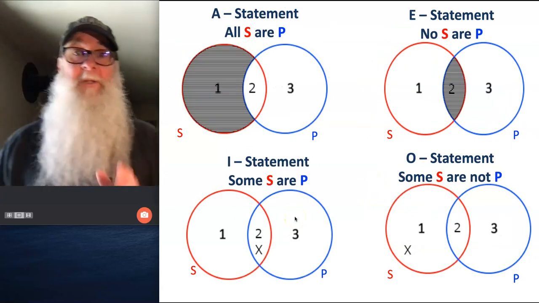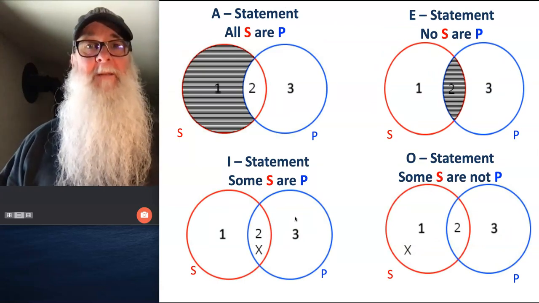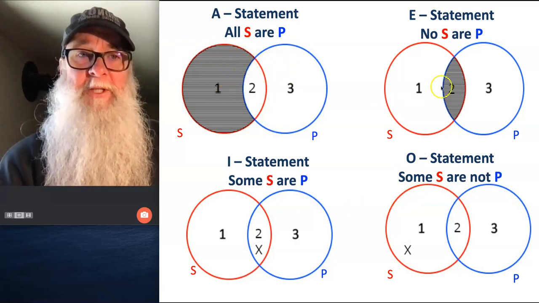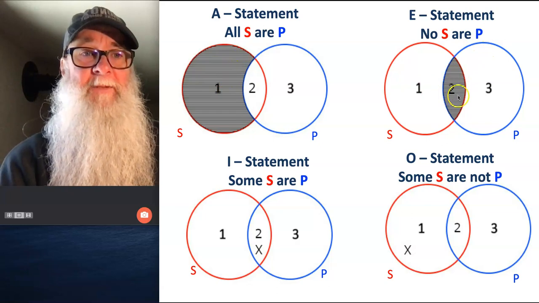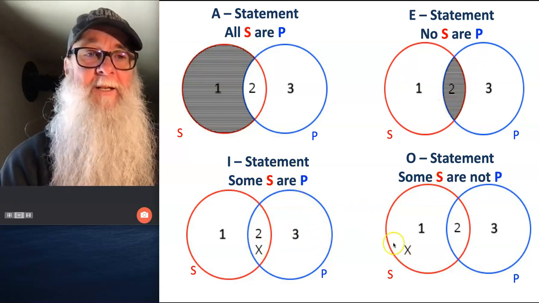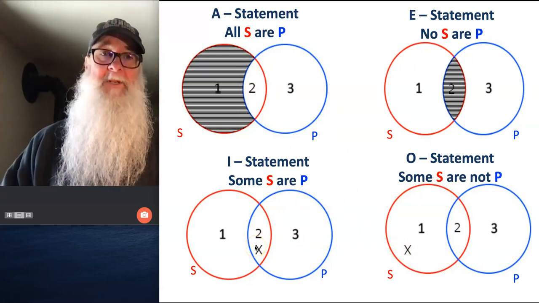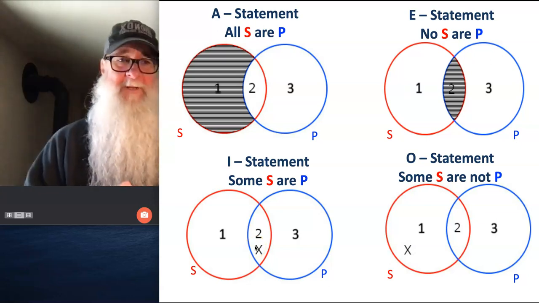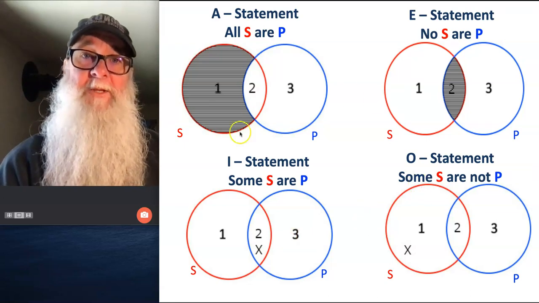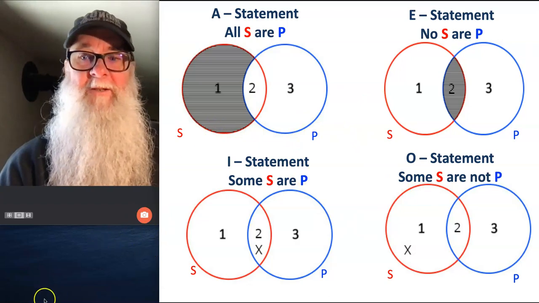All right, so here are the 4 possible Venn diagram forms that we're going to be using. And you can see here that A statements have area 1 shaded out, E statements, no S are P, have area 2 shaded out, and then our I and our O statements have X's in areas that reflect those statements. So these are the only 4 possible Venn diagrams we're going to use. I think you have this on one of your chapter summary handouts or something like it, and so you'll want to have that as a reference as we move forward and start applying Venn diagrams to statements and eventually arguments.